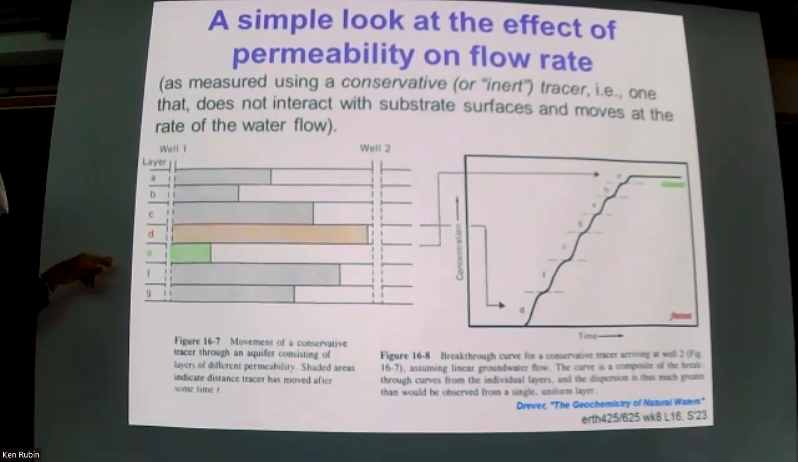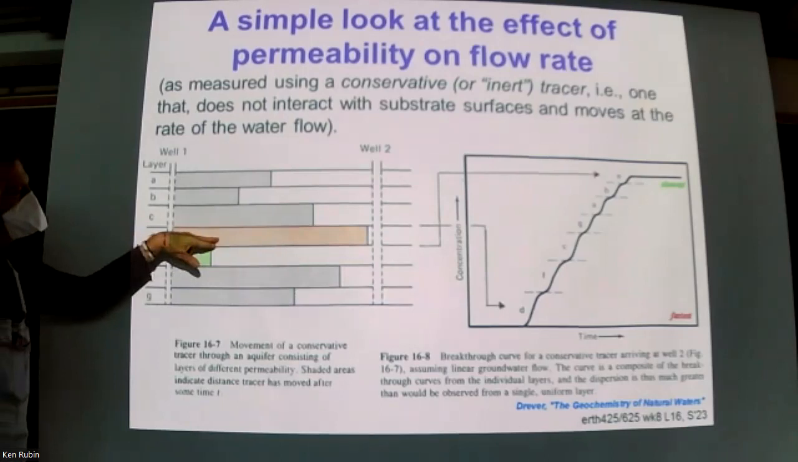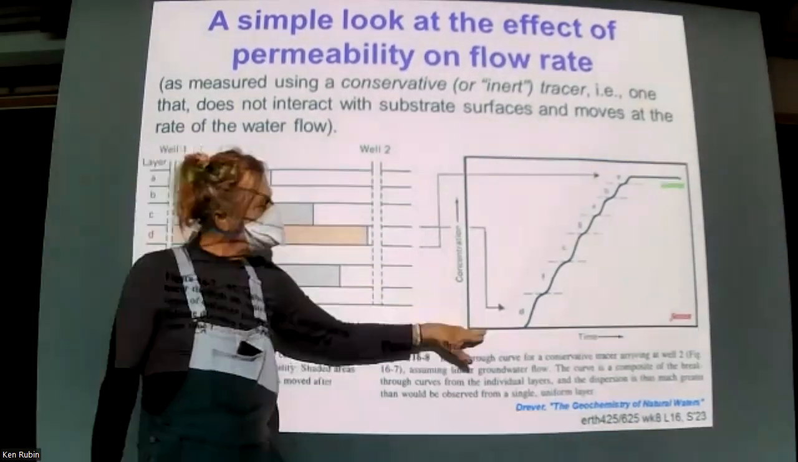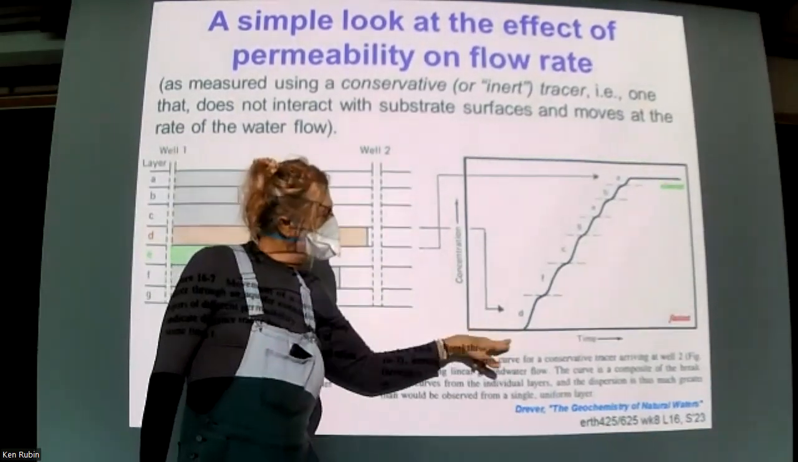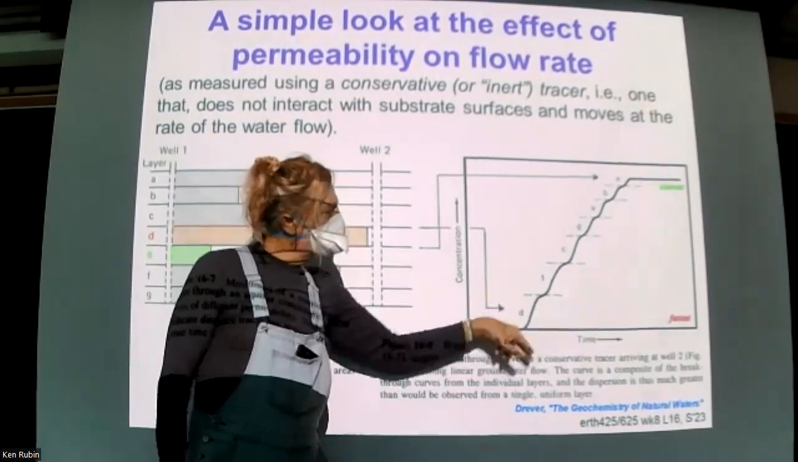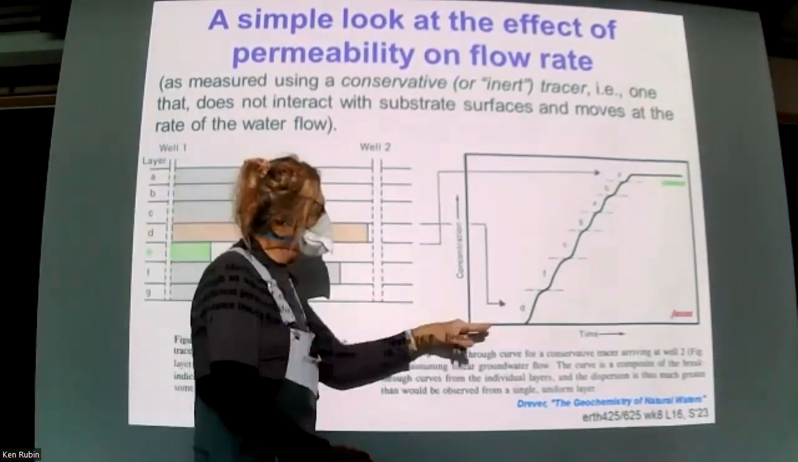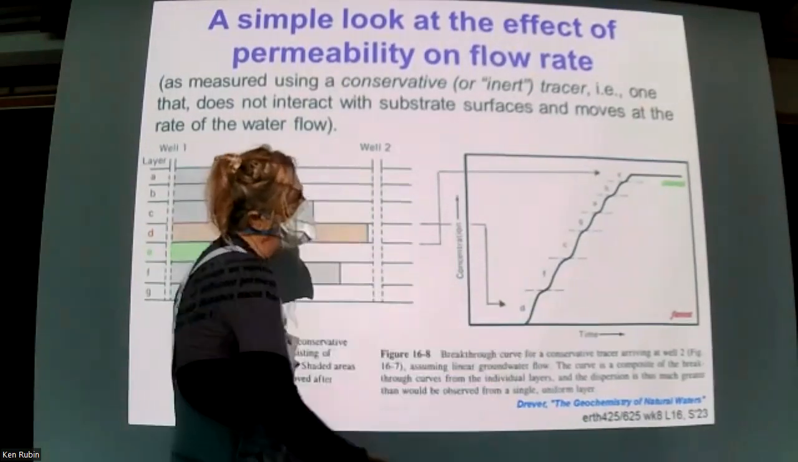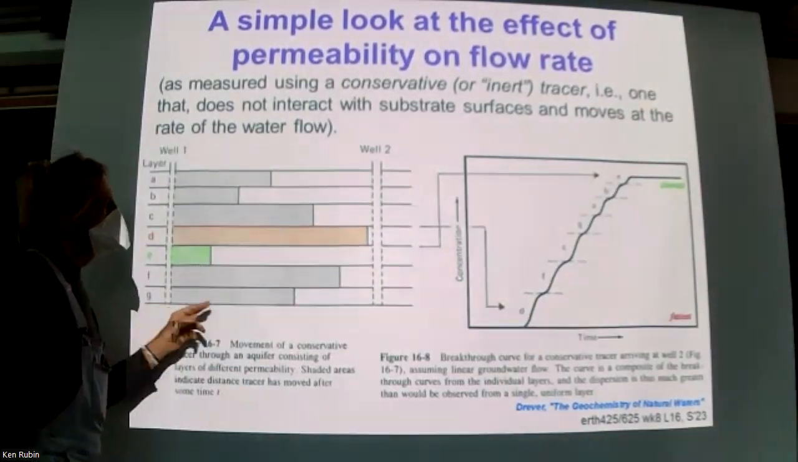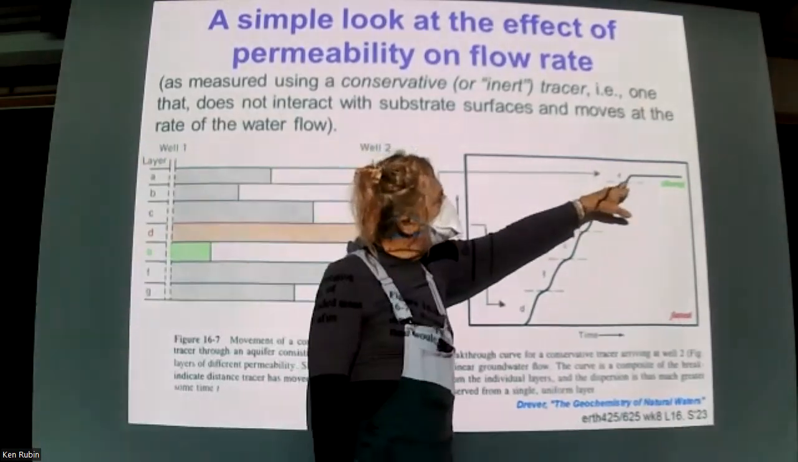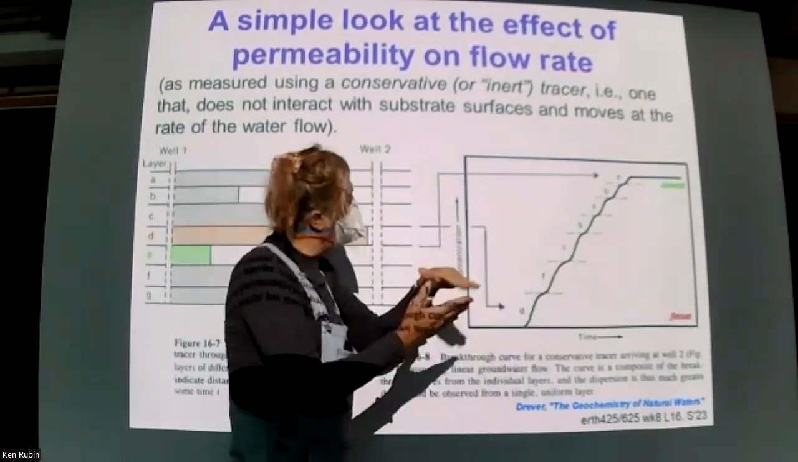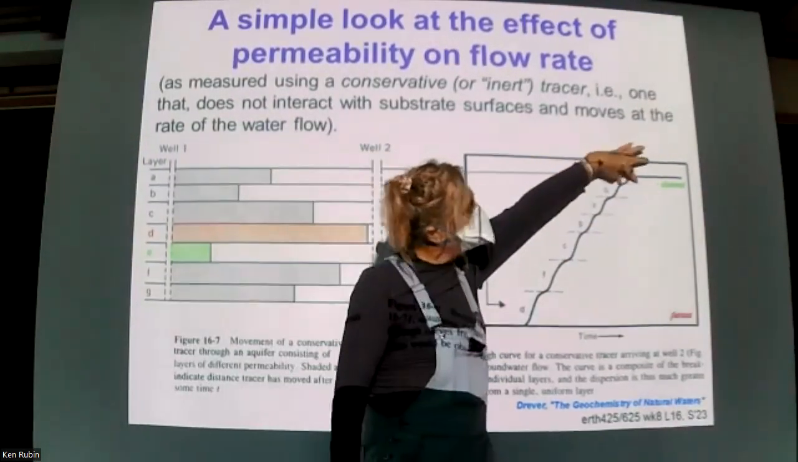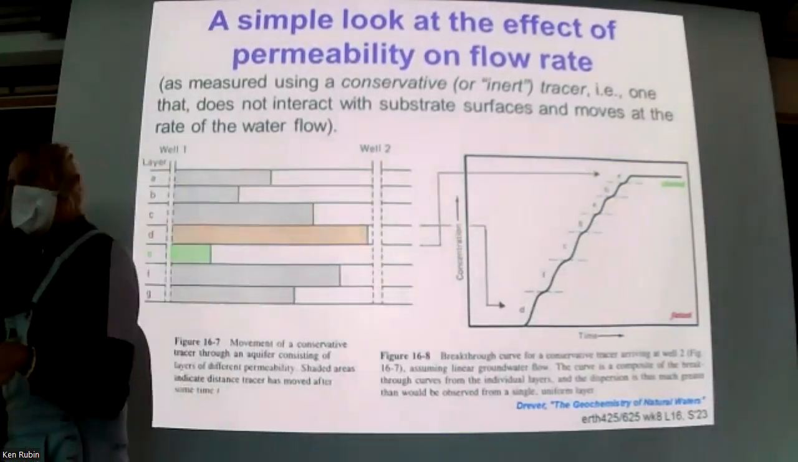What we see is that the layer D horizon got here to the well first, so it shows up first in time, and it makes a pretty high spike with a quick rise in concentration, not spread out too much in time. And we look at E, we see the opposite thing. We see that it has a lower concentration overall change, but that concentration is spread out over more time.